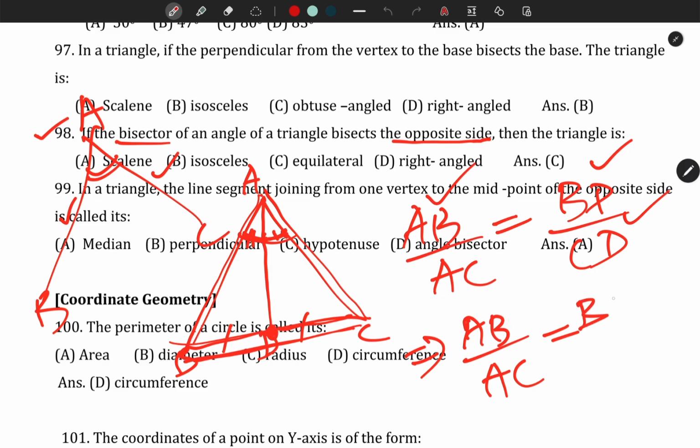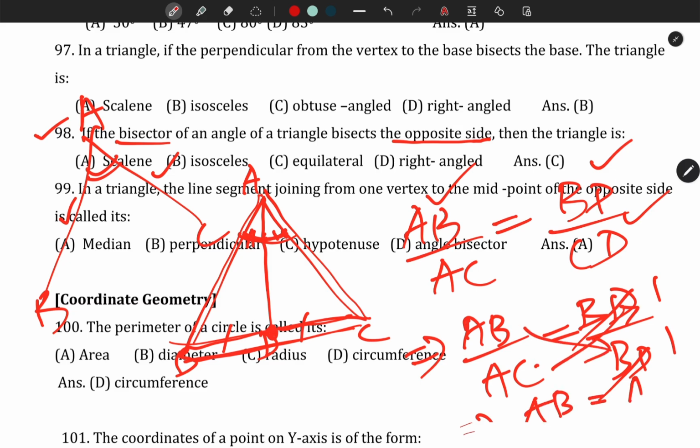So BD and CD are equal, so instead of CD we can also write BD again, so BD will cancel, so it will get 1 by 1. So if we cross multiply, we'll get AB into 1 is AB, AC into 1 is AC. So in a triangle, if two sides are equal, the triangle has to be isosceles. So here the correct option is B, isosceles, not equilateral.